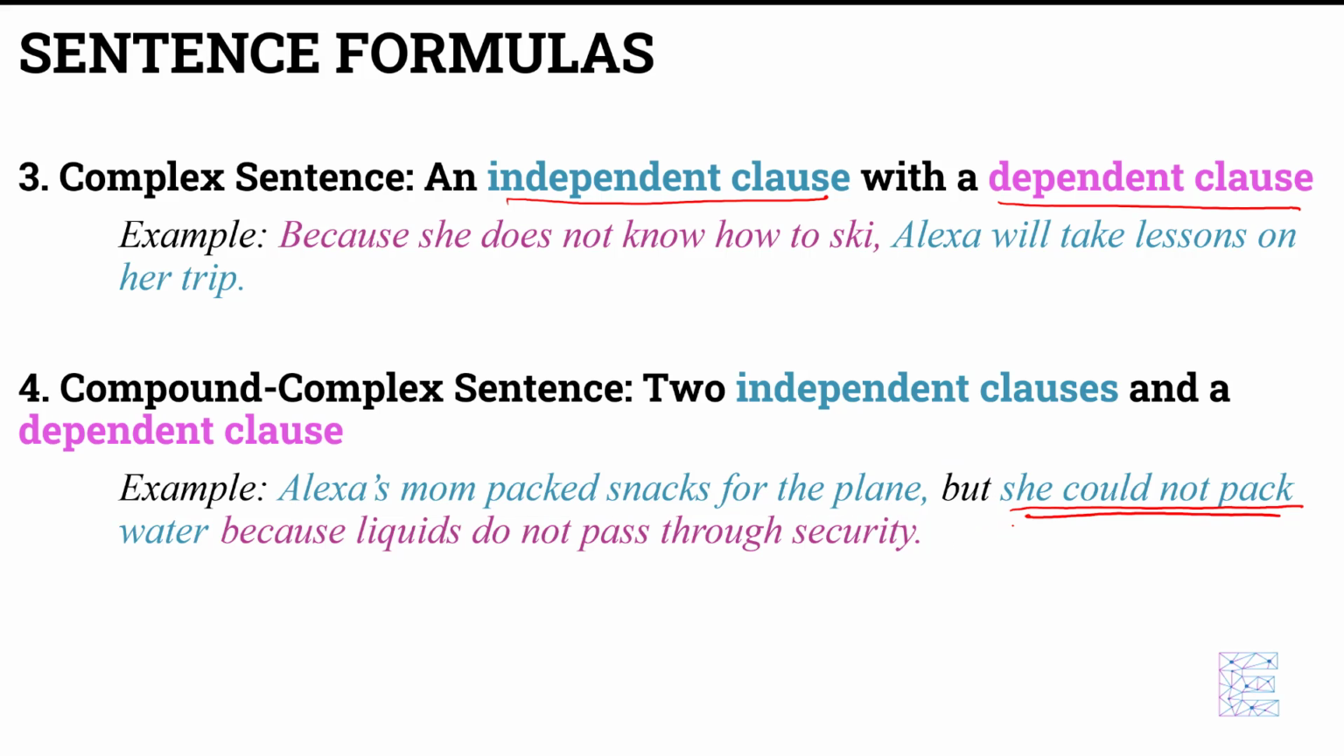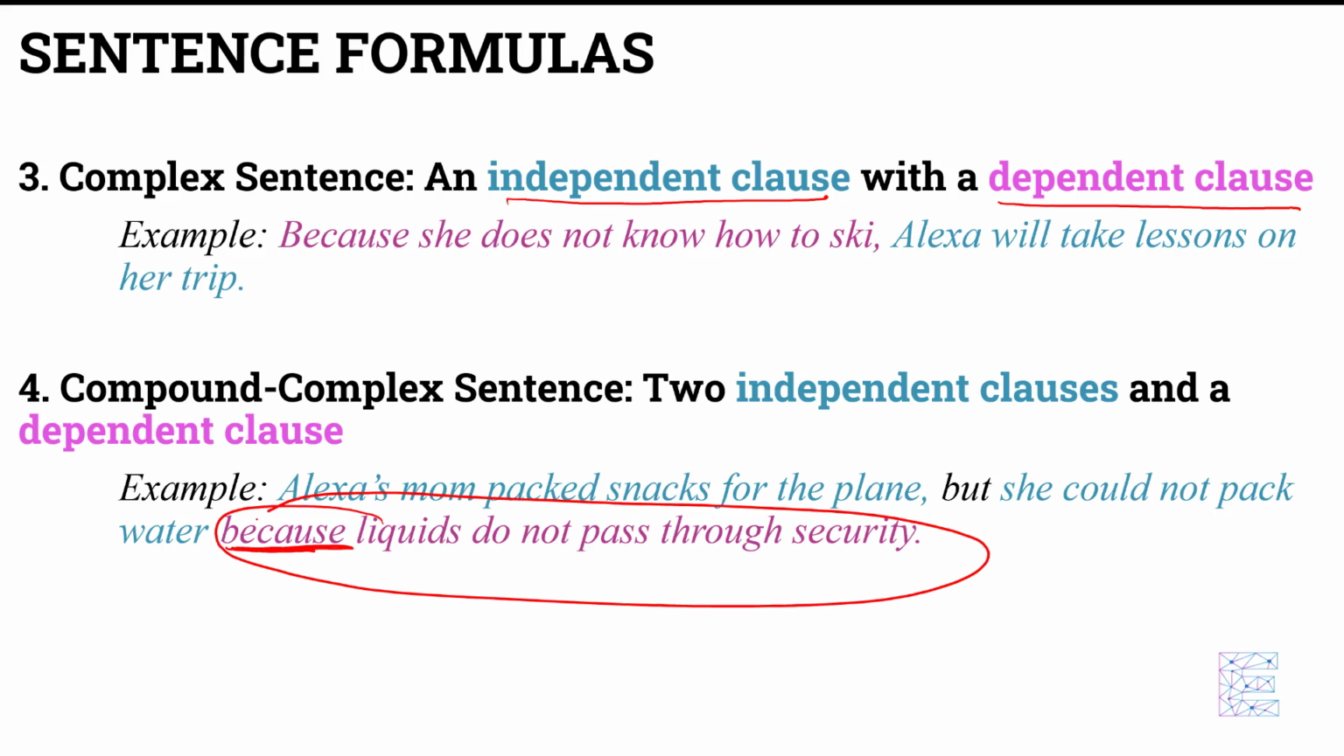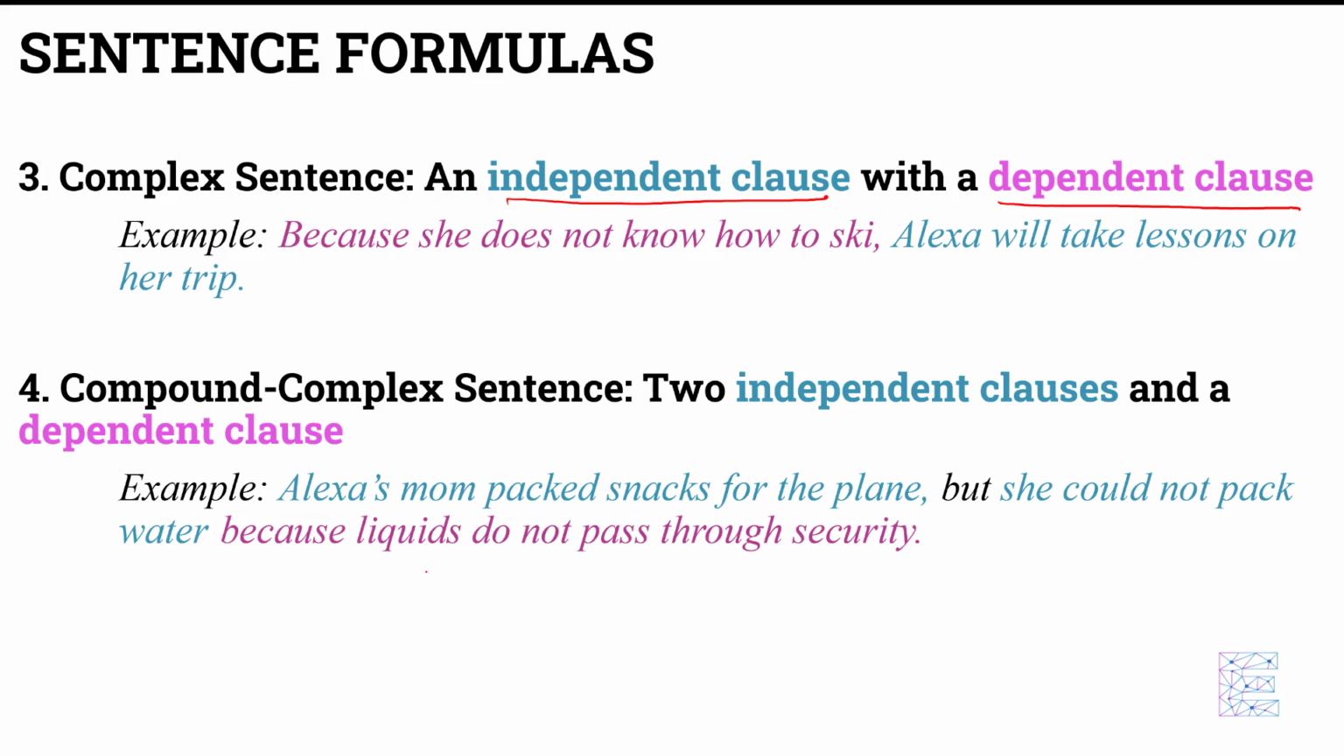So again, when you're joining two independent clauses, you need a comma and a FANBOYS conjunction. And then it goes on to say, "because liquids do not pass through security." Now, "because" is, again, a conjunction indicating that this part right here is dependent. So now let's read the entire sentence. "Alex's mom packed snacks for the plane, but she couldn't pack water because liquids do not pass through security."